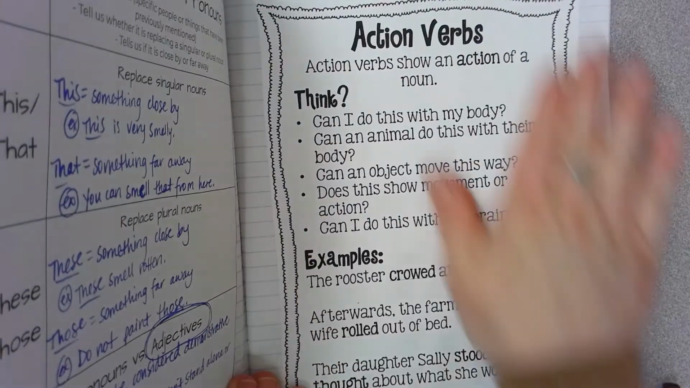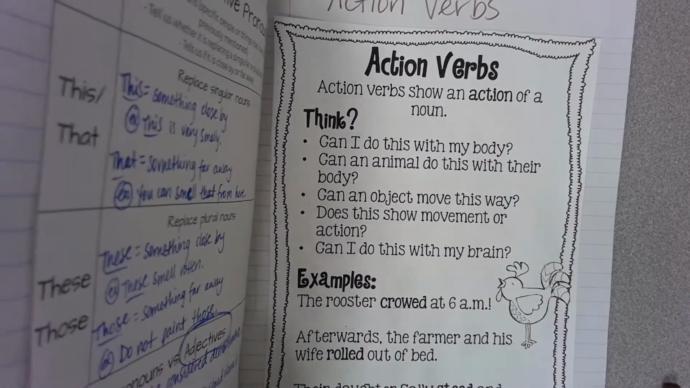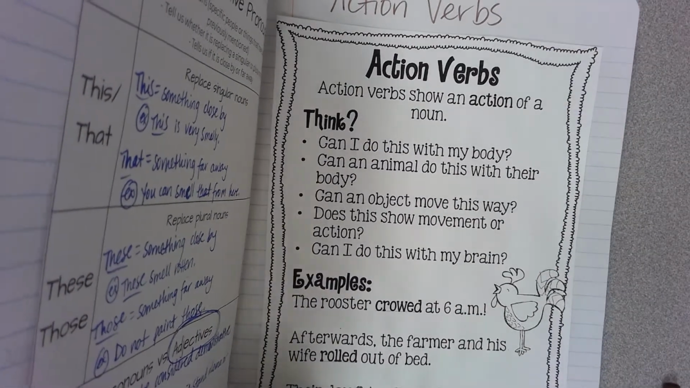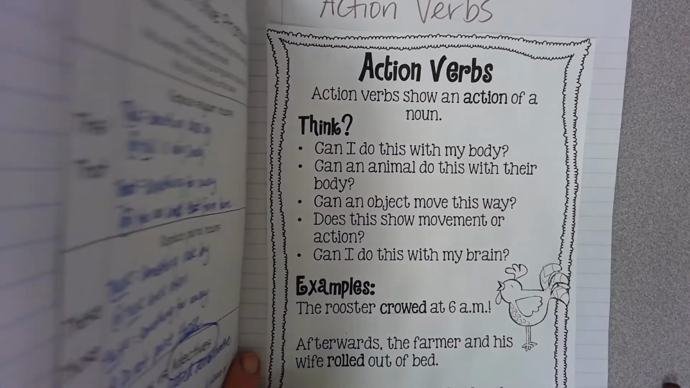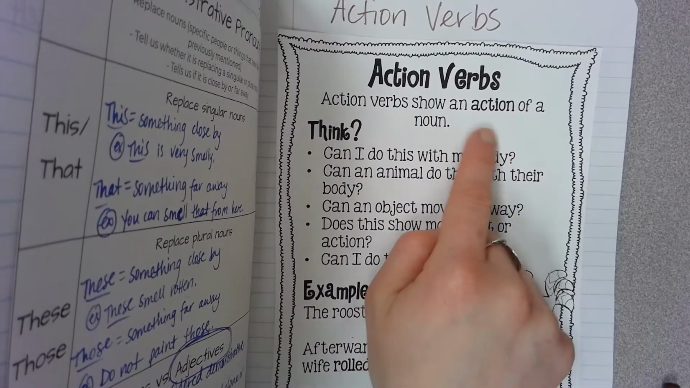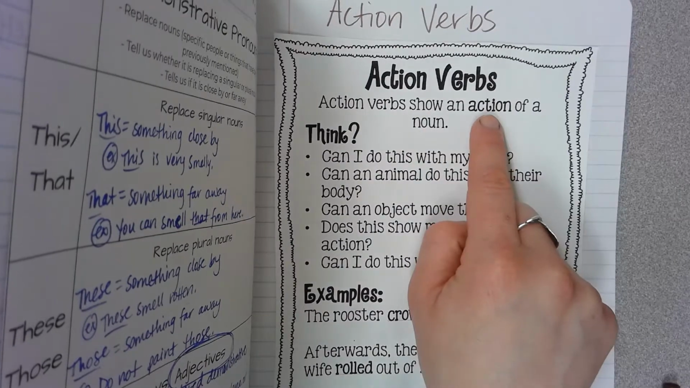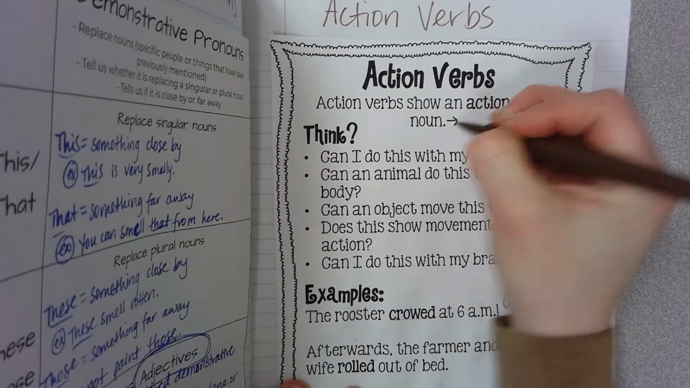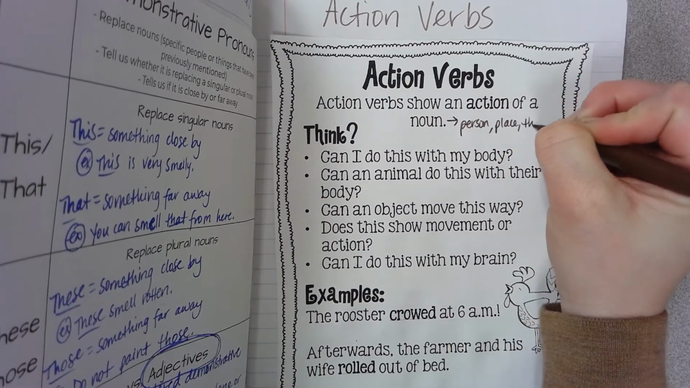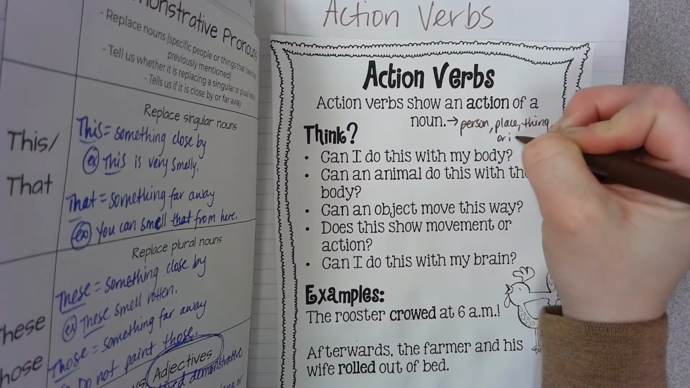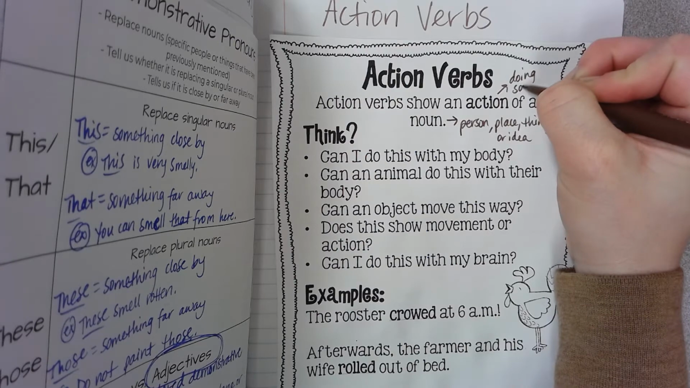Just like this. Okay, so we're just going to read through it a little bit, because I know you have worked with this quite a bit, so I don't expect that you don't know anything about this, but we're going to spend a little bit of time just looking over action verbs. So action verbs show an action of a noun. So we know what a noun is: person, place, thing, or idea, doing something. So let's write person, place, thing, or idea, and they're doing something.